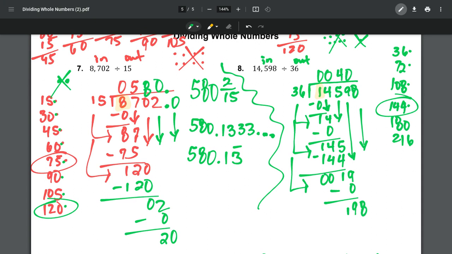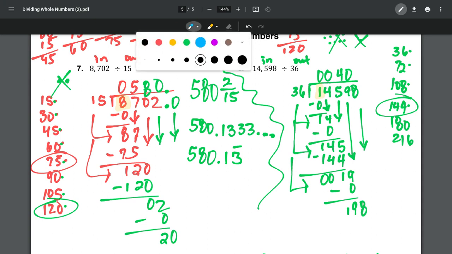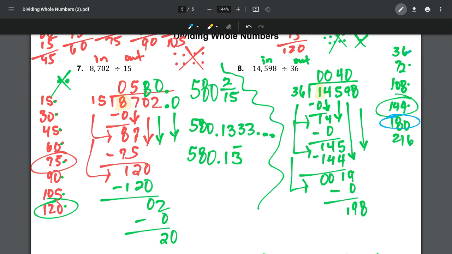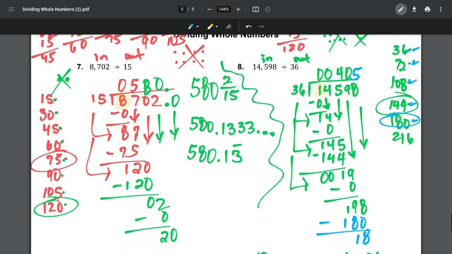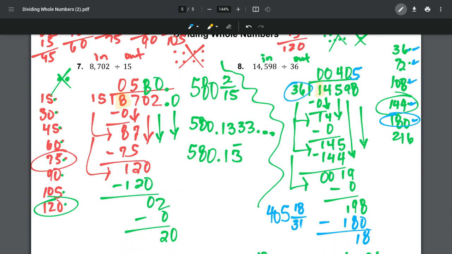How close can you get to 198 without going over? That'd be 180. That's 1, 2, 3, 4, 5. 5 groups. And subtract. Okay, that's 18 as your remainder. I'm going to stop right now and write it as a mixed number. So as a mixed number, this is going to be 405. And then your remainder is 18. And the number you were dividing by is 36.